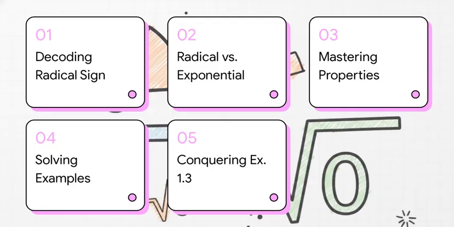Okay, let's dive into this. Here is our roadmap for today. Section 1, decoding the radical sign. Section 2, radical versus exponential forms. Section 3, mastering radical properties. Section 4, solving textbook examples. And finally, Section 5, conquering exercise 1.3.